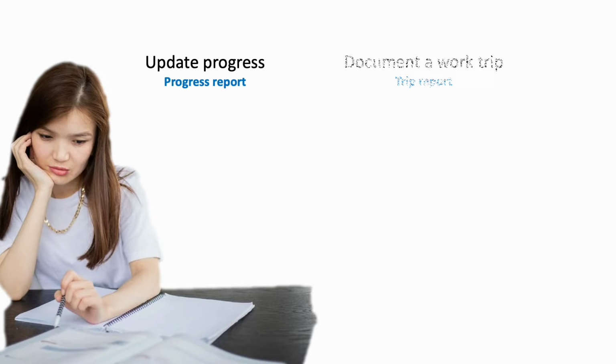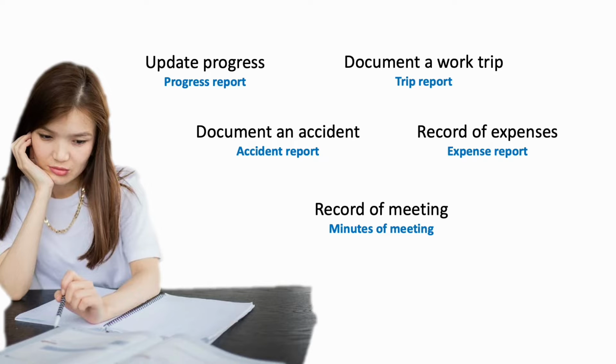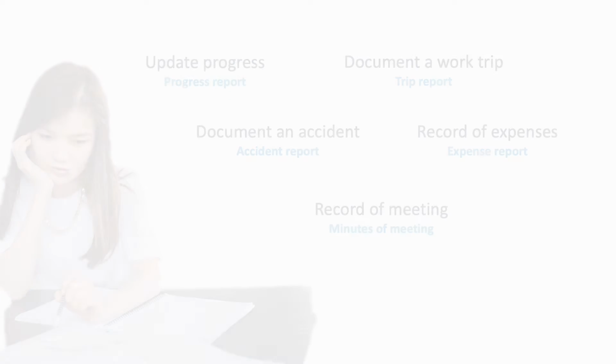What is the purpose of the report? Are we writing a report to update someone on the progress of our work? To document an activity or event, such as a work trip? To document an incident or accident? To record some information, such as expenses incurred? Or decisions made at a meeting? These reports provide only information. No analysis is expected. These are examples of informative reports.